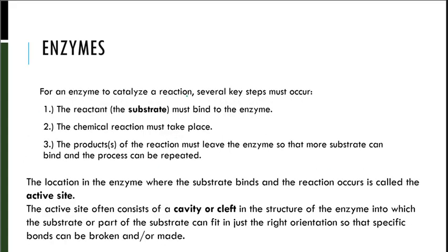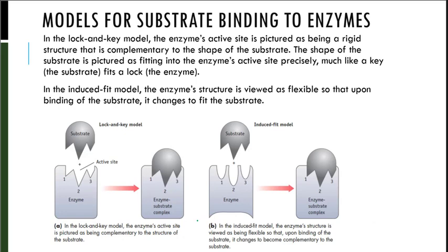For an enzyme to catalyze a reaction, several key steps must occur. The reactant, the substrate, must bind to the enzyme. The chemical reaction must take place there, and the products of the reaction must leave the enzyme so that more substrate can bind and the process can be repeated. The location in the enzyme where the substrate binds and the reaction occurs is called the active site. The active site often consists of a cavity or a cleft in the structure of the enzyme into which the substrate or part of the substrate can fit in just the right orientation so that specific bonds can be broken and or made.